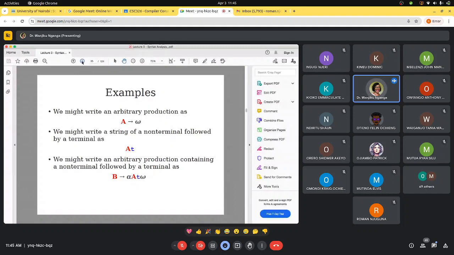So for instance, you might have an arbitrary production written as A is written as omega, or A, t shows that we have a non-terminal A followed by a terminal. Or you can have an arbitrary production such as B is written as alpha, A, t, omega. So saying that there's some omega and there's some alpha that is having a combination of terminals and non-terminals. So this is to help us, especially when we're doing our proofs.